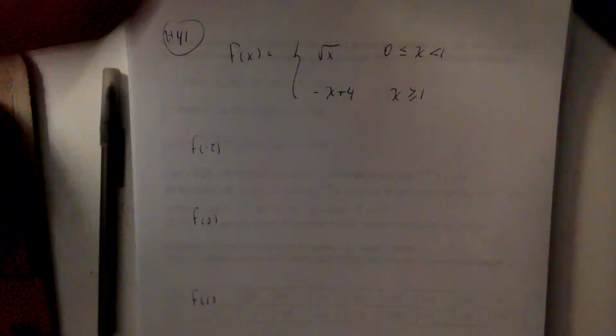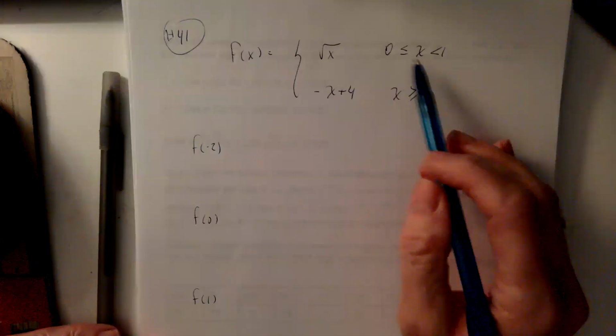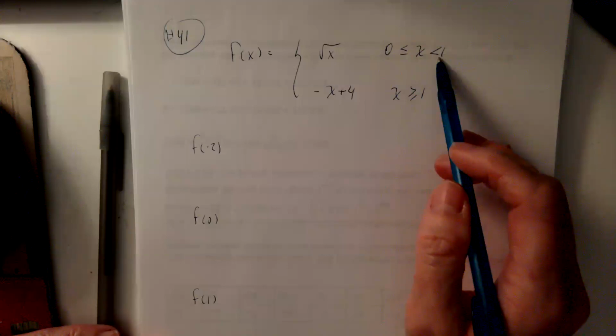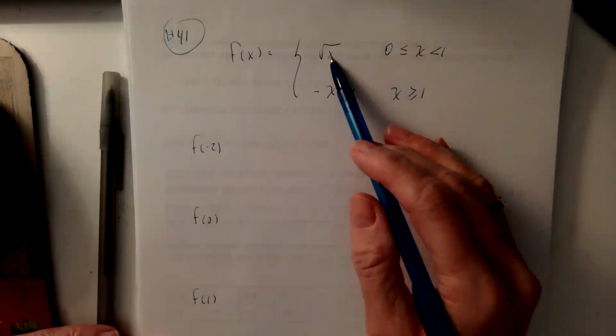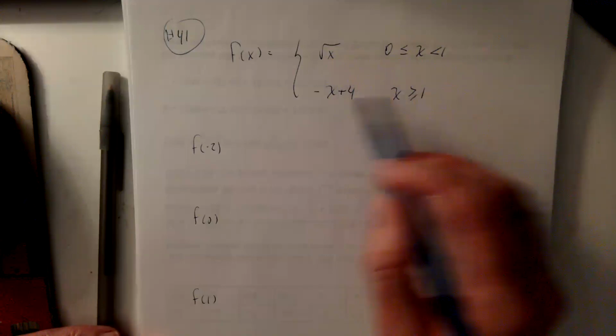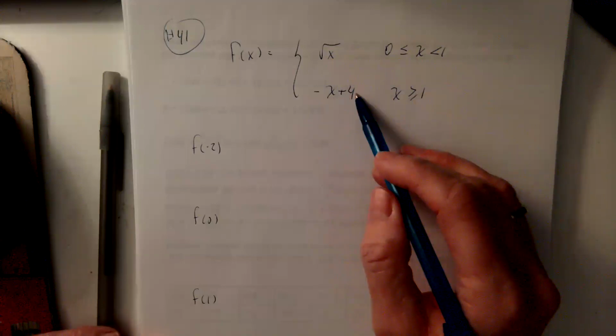Let's also look at number 41. So 41 is also a piecewise function. It says if x is greater than or equal to 0 or strictly less than 1, then the output is the square root of x. If x is greater than or equal to 1, then the output is negative x plus 4.